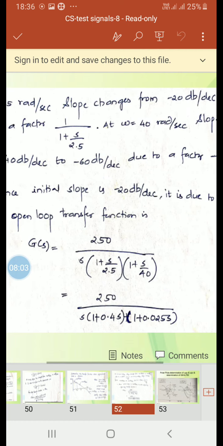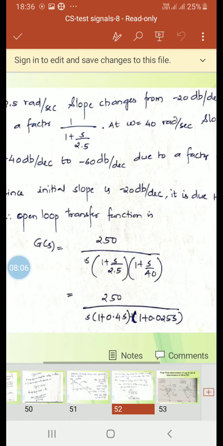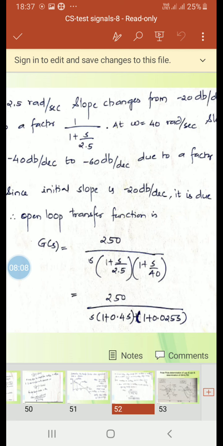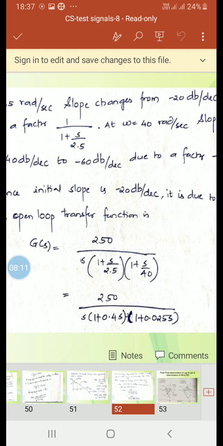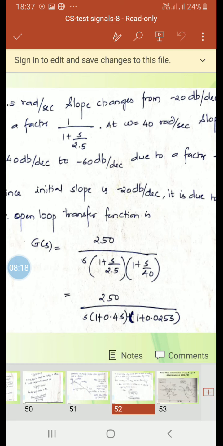Therefore the open loop transfer function is G of s equals 250 divided by s into (1 plus s by 2.5) into (1 plus s by 40), which is 250 divided by s into (1 plus 0.4 s) into (1 plus 0.025 s). Okay, so this completes the Bode plot. I request all of you to solve the problems, understand the problem, and I'll continue in the next part.